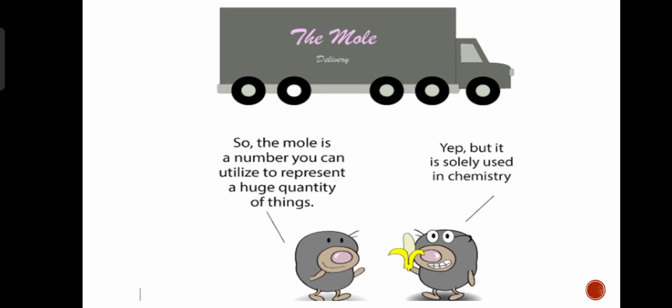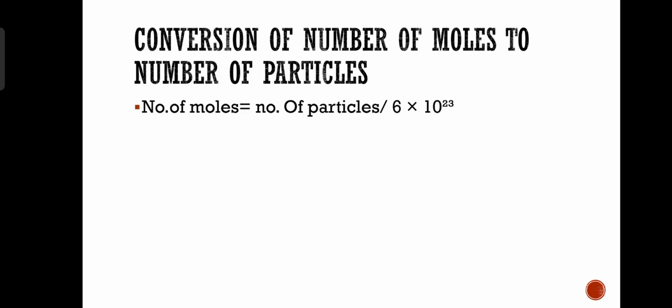So the mole is a number you can utilize to represent a huge quantity of things. But this quantity is used only in chemistry. You cannot use this quantity in your daily life. You cannot buy your things in moles. You cannot buy your shoes in moles, your drinks in moles, or your pencils in moles. You refer to mole when you are talking about atoms.